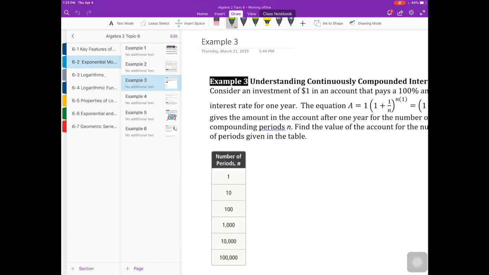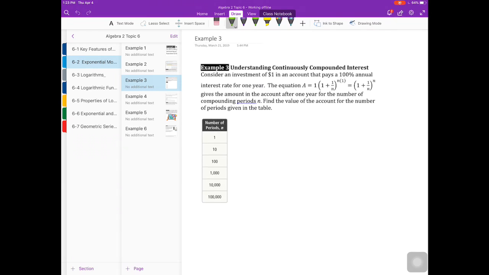All right, on to example 3. Now we're going to talk about continuously compounded interest. So this means that every second of every day, the interest is compounding. So when we think of that, let's say we have $1 in an account and we're getting 100% annual interest for 1 year. Now that means that if we just compounded it 1 time per year, basically our money is going to double.